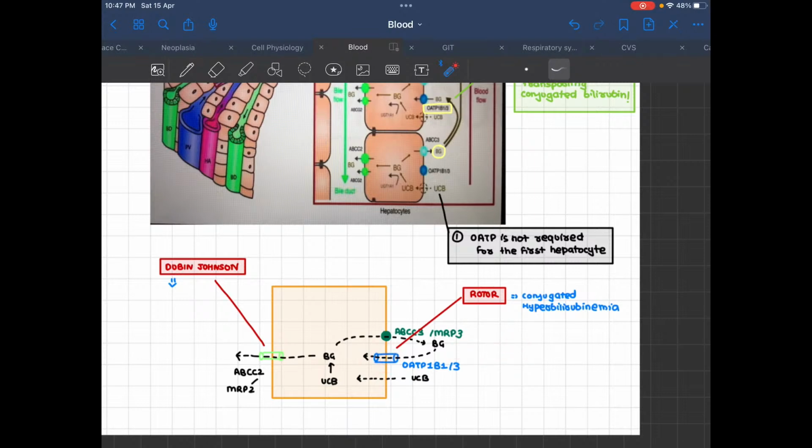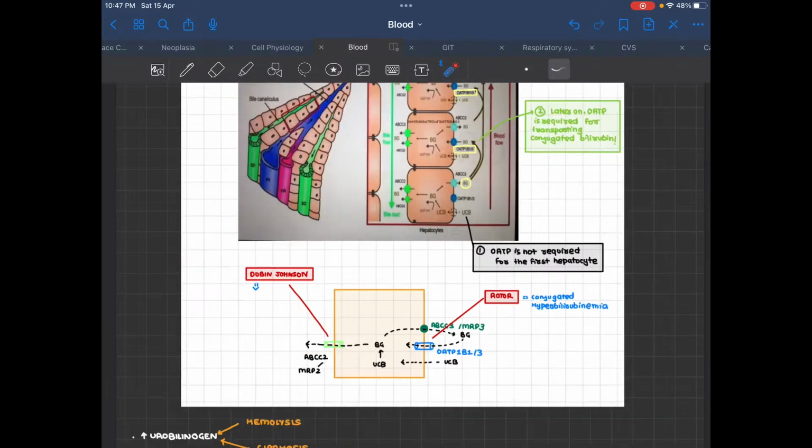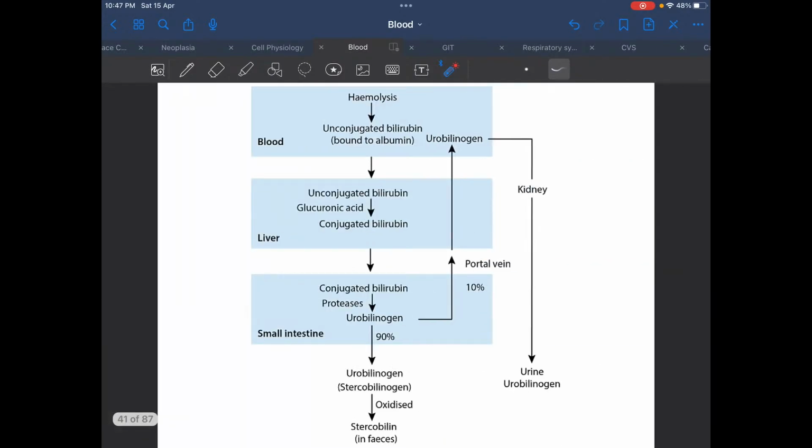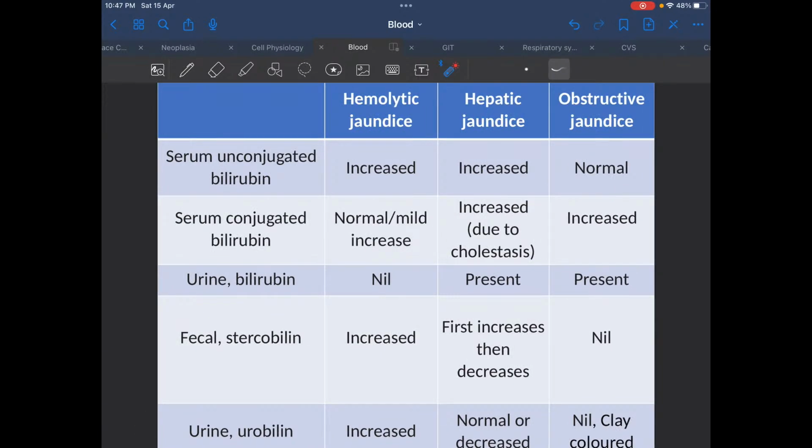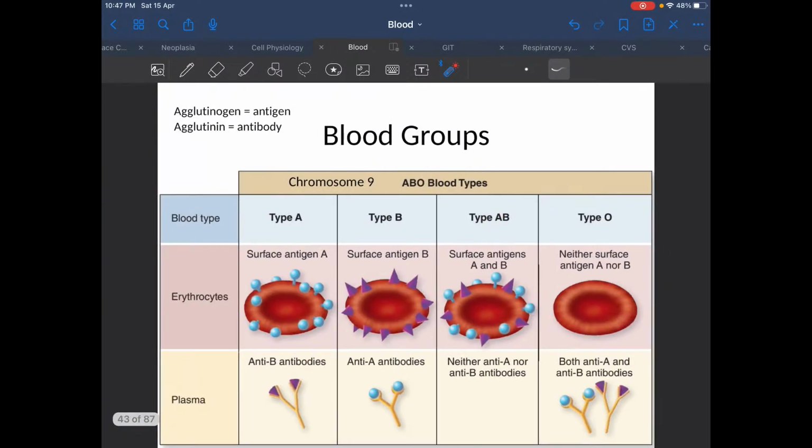Okay? So this is the reason I'm saying that unconjugated bilirubin doesn't need any form of transporter to enter inside the hepatocyte. It gets conjugated. It is again excreted into the sinusoids. Then it is again reabsorbed via this transporter which is defective, OATP1B1 and 3. So that is the pathophysiology of Rotor syndrome and Dubin-Johnson syndrome. So this we have studied. Okay? And now we're going to move forward into blood groups.